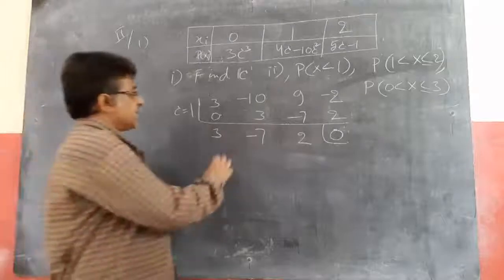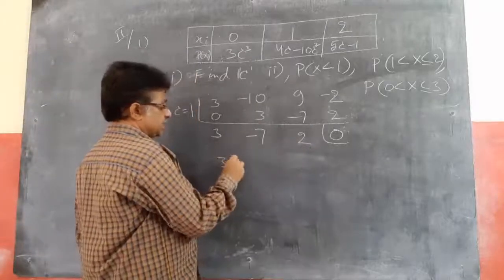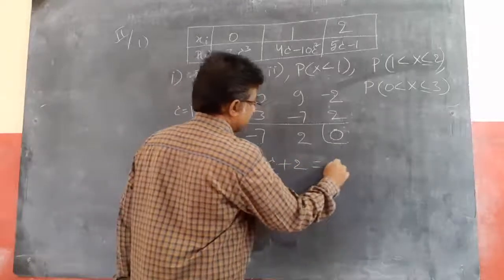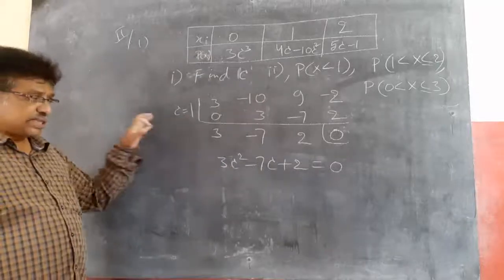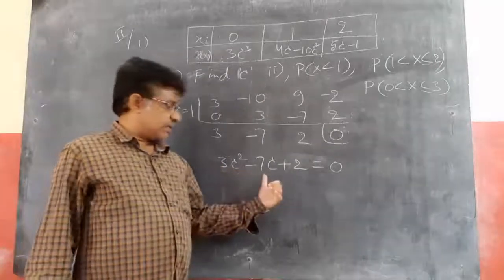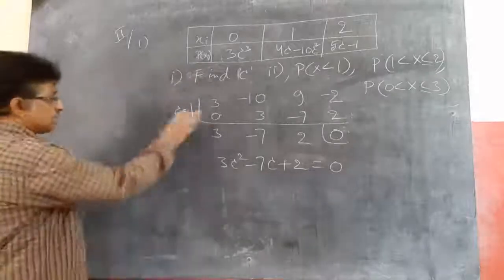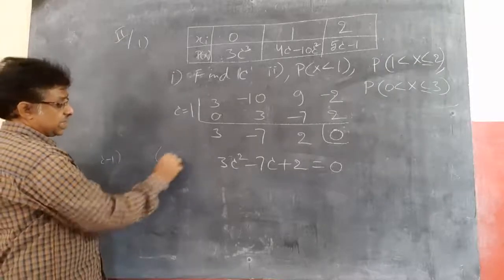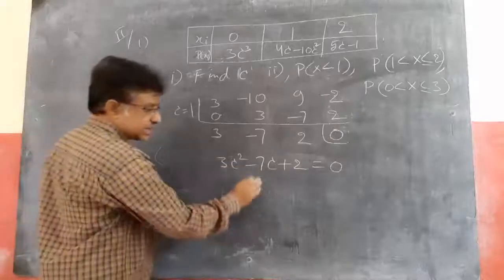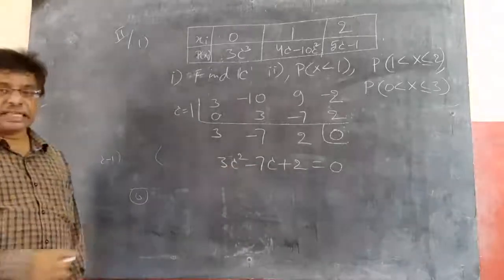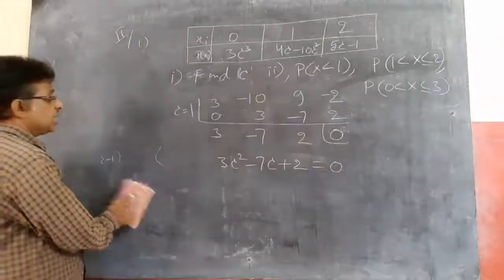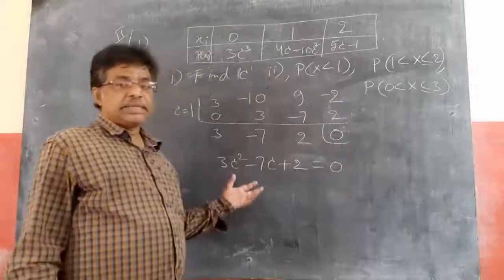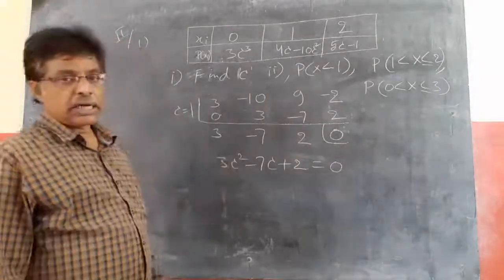And next you get a quadratic by forming this equation: 3c square minus 7c plus 2 equal to 0. After removing c minus 1, the left out equation is 3c square minus 7c plus 2. Even if you divide the whole equation by c minus 1 with ordinary division, you will get this quadratic as the quotient with remainder 0. Synthetic division is the best method, which simplifies your work. The same answer you will get, it just simplifies your work, like a tool.